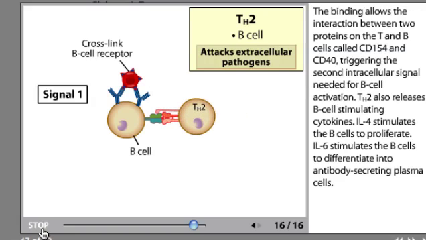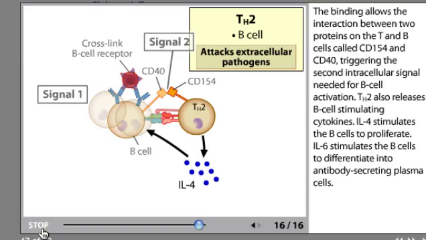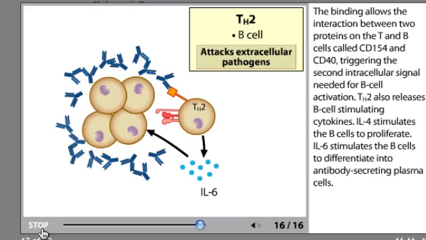The binding allows the interaction between two proteins on the T and B cells called CD154 and CD40, triggering the second intracellular signal needed for B cell activation. Th2 also releases B cell stimulating cytokines. IL-4 stimulates the B cells to proliferate. IL-6 stimulates the B cells to differentiate into antibody-secreting plasma cells.